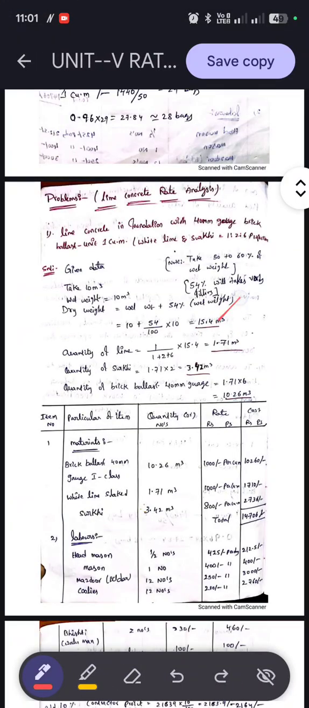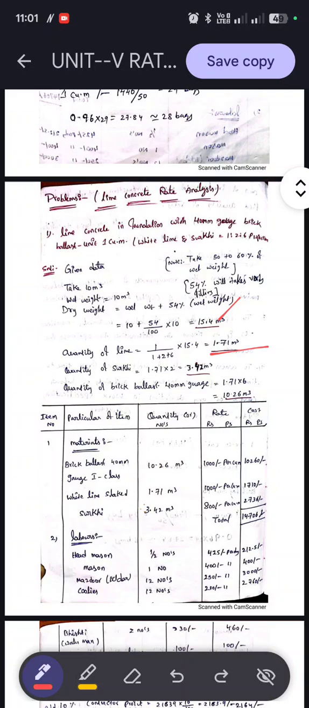Next, the quantity of lime. First calculating the lime quantity, which is equal to 1 divided by the sum of the proportions, so 1 plus 2 plus 6, into the dry volume 15.4. So 1 divided by 1 plus 2 plus 6 into 15.4. Now the value is 1.71 cubic meters. That is the lime quantity.